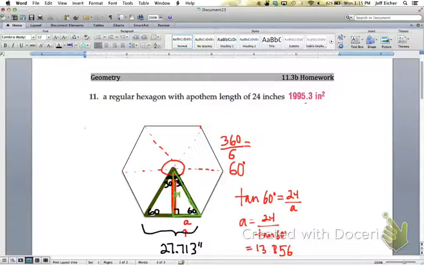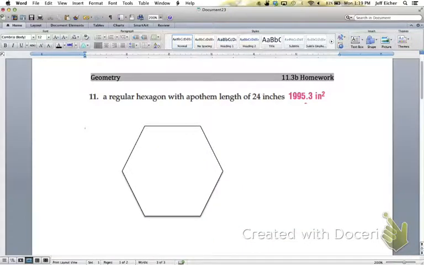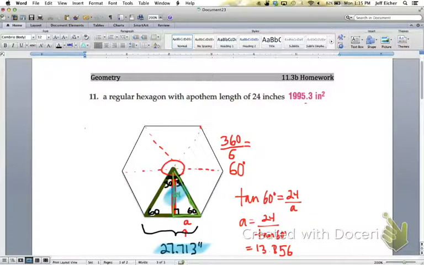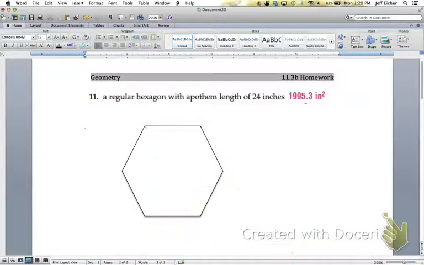Maybe I'll try to highlight that in a nice blue color. The apothem you have right here, and you have the side length right there, so then you could find the area of the hexagon. I hope that is enough information that you could find the area of that large green triangle, that big triangle right there, using 1/2 base times height, and multiply by 6 of those.